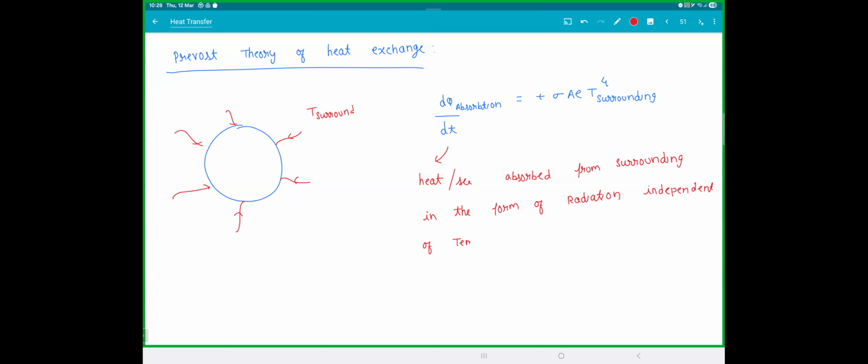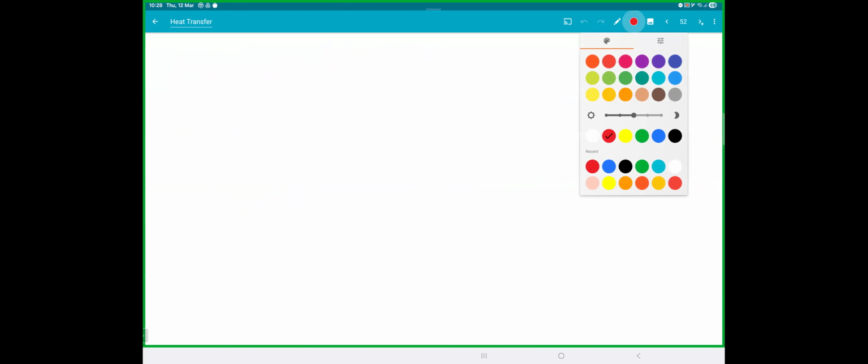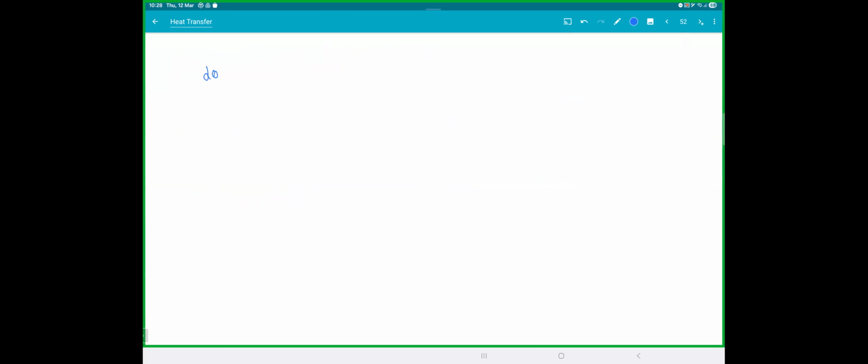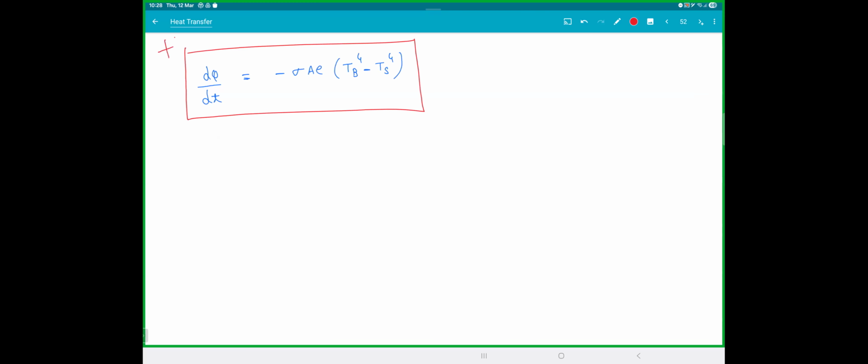Now, if you combine both of them, then we get the net heat flow. So dQ by dt will be the combination of both of them, the absorption and the emission: minus sigma A E, so this is the formula you need to remember, okay? TB power 4 minus TS power 4. This is your main formula in radiation. This is your net heat per second.